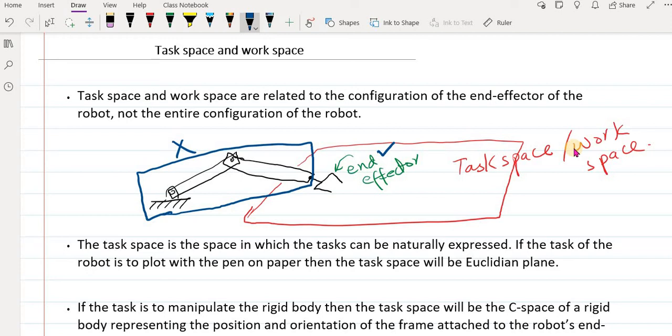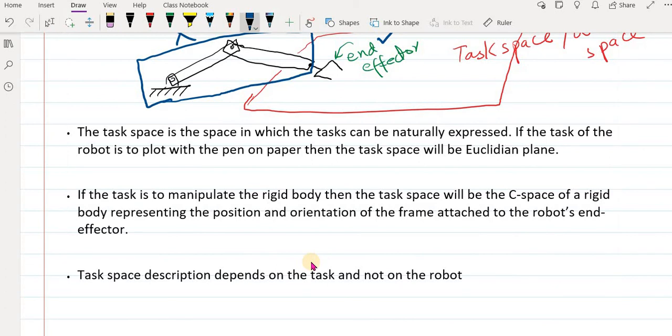The task space is a space in which the task can be naturally expressed. If the task of the robot is to plot with a pen on a paper, then the task space will be a Euclidean plane. If the task is to manipulate a rigid body, then the task space will be the C space of the rigid body, representing the position and orientation of the frame attached to the robot's end effector. As the name suggests, task space is related to the type of task that we are going to perform.